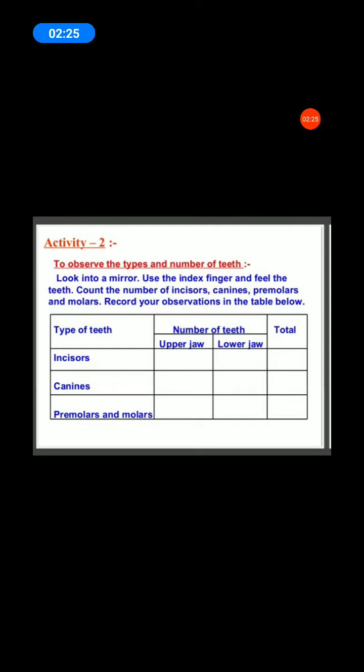Okay. Look into a mirror. Use the index finger and feel the teeth. Count the number of incisors, canines, premolars and molars. Record your observations in the table below. Okay, listen. Types of teeth. 4 types of teeth. Incisors, canines, premolars and molars. Number of teeth, upper jaw and lower jaw. Total number of teeth. Okay, now I will tell the answer.